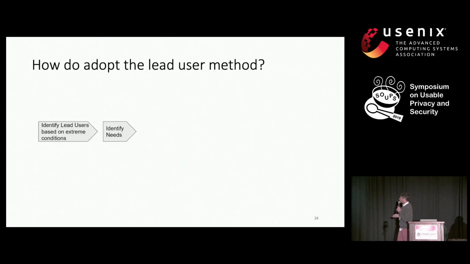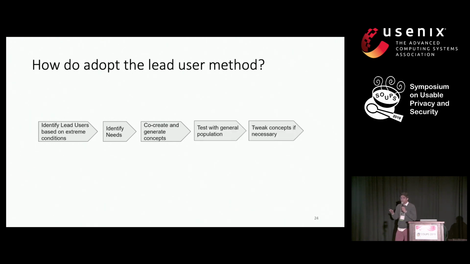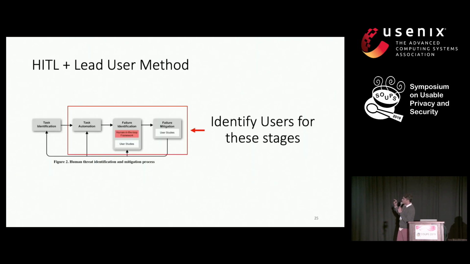So in order to adopt the lead user method, first you identify lead users based on extreme conditions. These extreme conditions could be age: you can look at a very young person or an old person, or an individual who has very good technical capabilities or very little capabilities. Then you design for them and you validate whether the general population also benefits when you design for this population group. And if there are usability issues faced by the general population, you have to make some minor tweaks. So when you combine both these methods, you want to consider the lead users in these 3 steps when you apply the human in the loop framework.